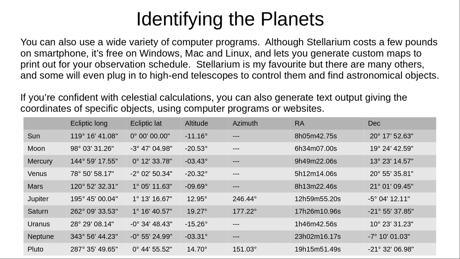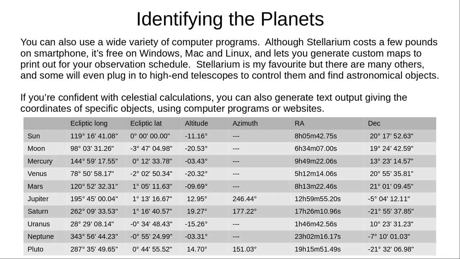There are also many computer programs available. Stellarium is free on computer, including Windows, Mac and Linux, and you can print out custom star charts for your observations. There are many other such programs, and some let you plug your computer into a high-end telescope to control their steering and find objects to observe.